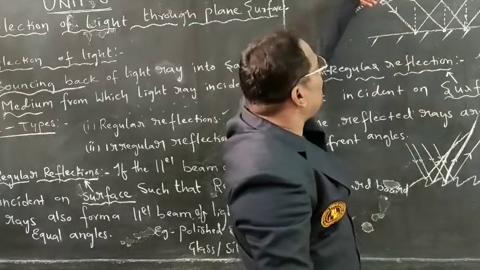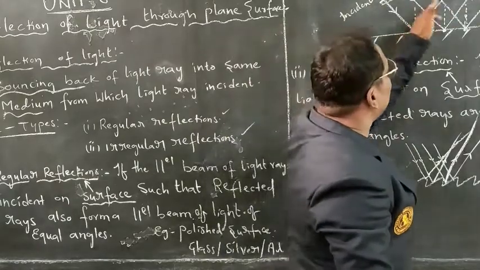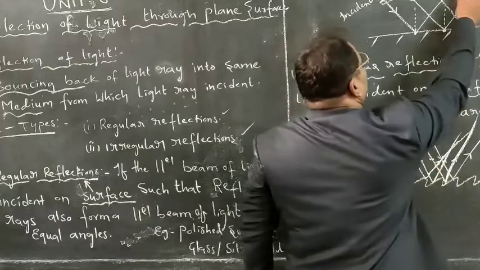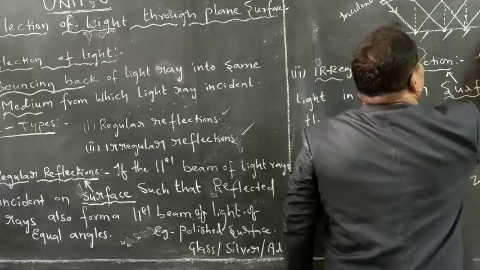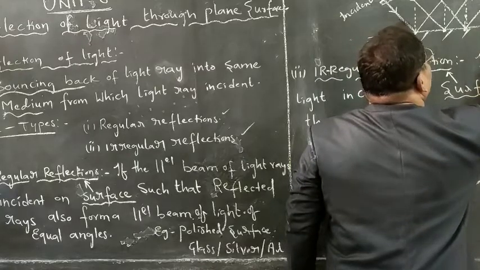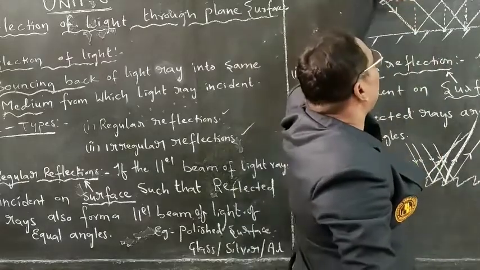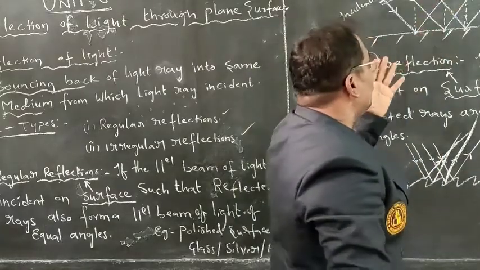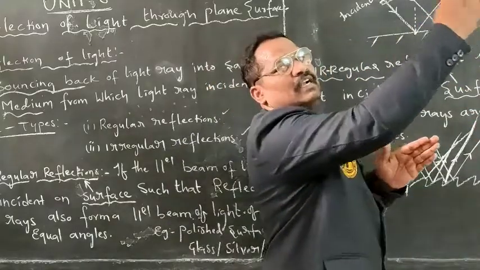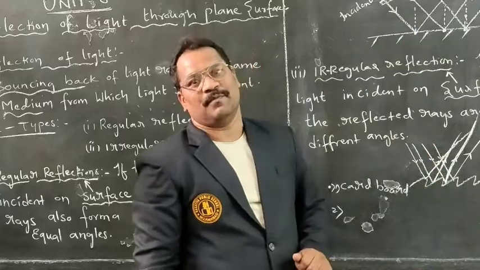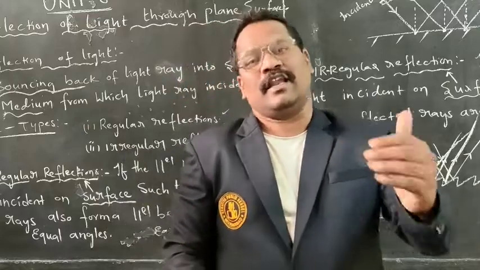So what happens on a polished surface when a parallel beam of light rays is incident? The light rays reflect back as the same parallel beam, in the same medium. That is the first point. The second point is that in the same way the rays are incident parallelly, the rays reflect back as a parallel beam of light within the same medium. That type of reflection is called regular reflection.